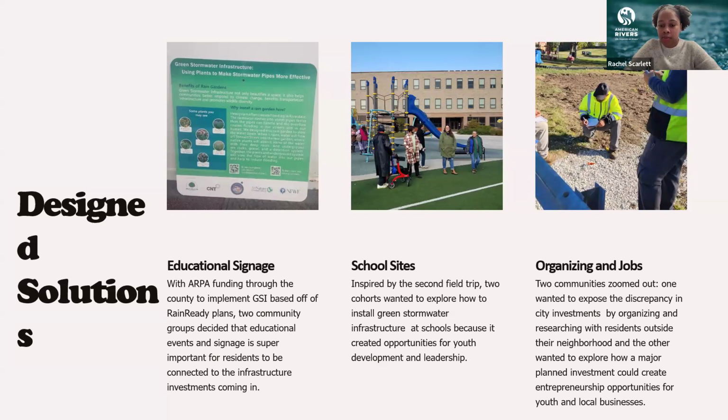So there was one community that wanted to look at the discrepancy in city investments in stormwater infrastructure by researching where the money was going, because they noticed that some neighborhoods within their municipality had more and some had less. And then there was another municipality that was experiencing a major investment in green infrastructure in their community, and they wanted to know how this investment can be used to create entrepreneurship opportunities for youth and local businesses.